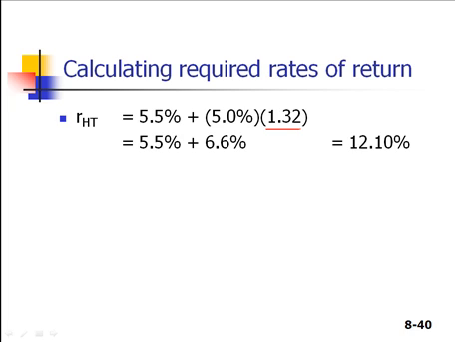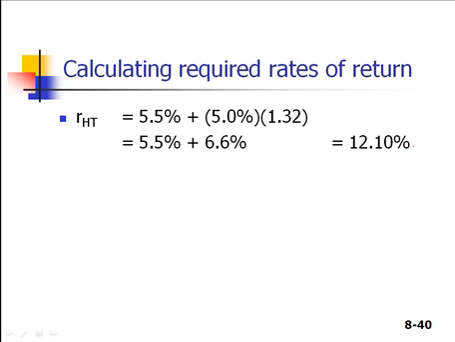Well, then you would multiply that beta by the market risk premium, which we said was 5%, and that would give you about 6.6%. And then you'd add that to the risk-free rate, which we said was 5.5%, and the result would be a sum of 12.1%, and that would be the required rate of return for this particular investment, for the high-tech stock.